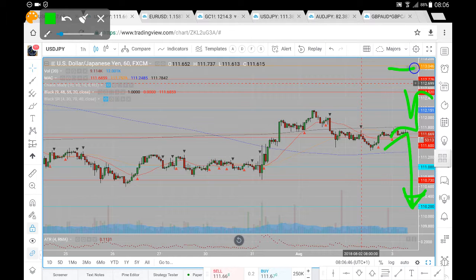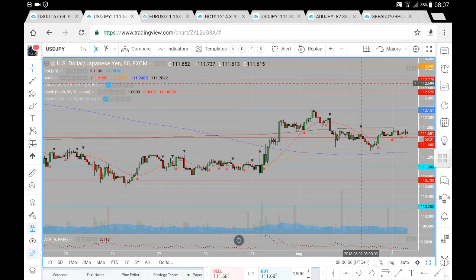With that degree of volatility, I suppose I should mention 130.4 to the upside, if we do continue to break and hold at these levels previously identified on the US dollar Japanese yen.